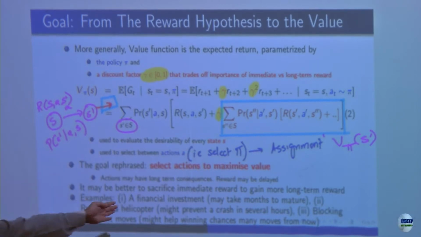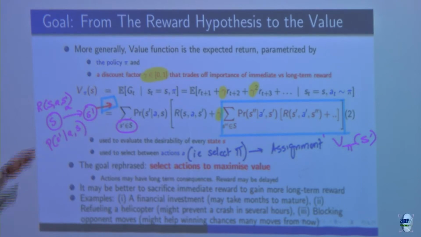If you want more examples, you could think of a financial investment that may take months to mature, and that's why V pi S becomes important. You're looking at cumulative expected long-term rewards. Refueling a helicopter: you may be tempted to keep on flying a helicopter until the fuel tank is empty, but that's a very stupid decision. So that's where the trade-off between immediate and long-term becomes very evident. Or blocking opponent moves. If you have played chess, instead of being myopic and trying to win in every step, you may want to strangle the opponent or disallow the opponent from having paths that would lead to that person's victory, right?